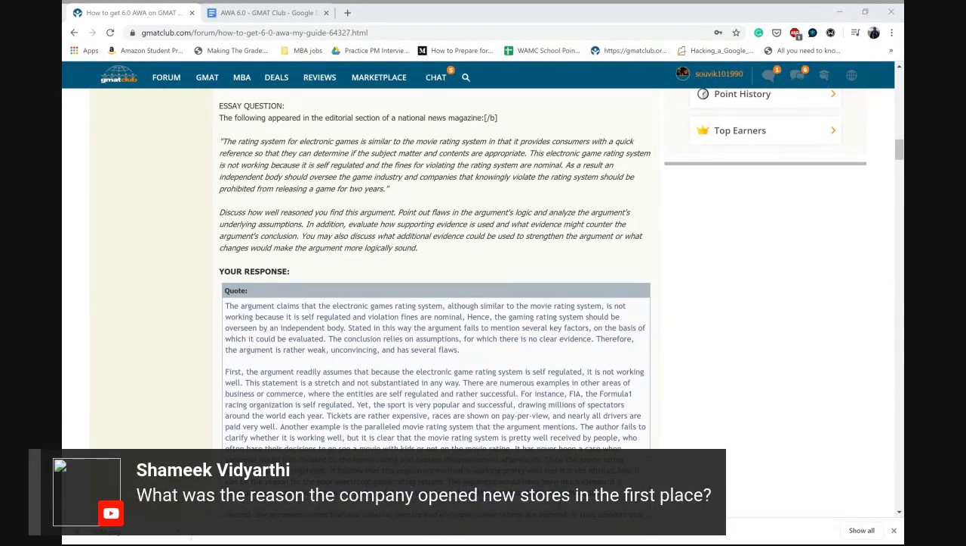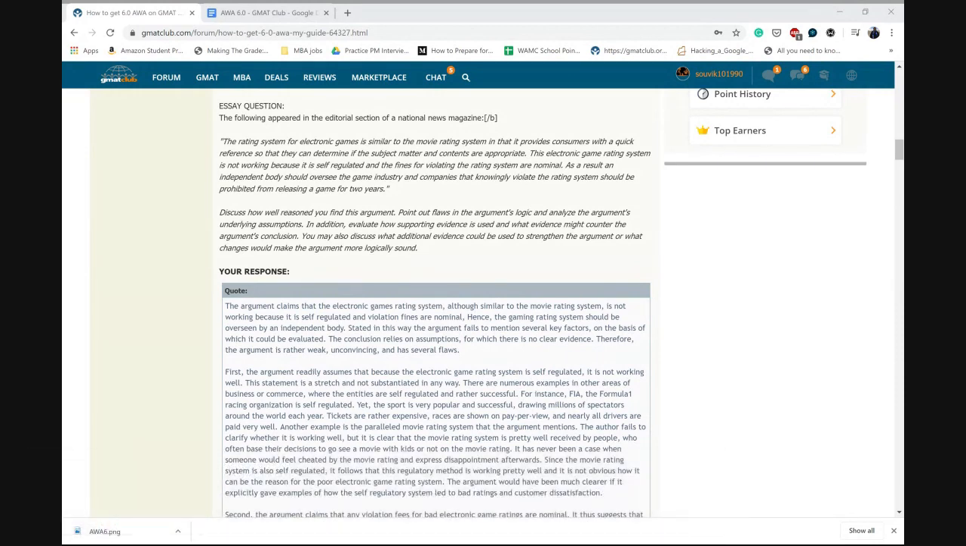What was the reason the company opened new stores in the first place? Yeah, that's a great way to attack it. I didn't use it, but you definitely can. What was the specific goal in opening up these new regional centers? Was the goal to make profit? Was the goal to increase new revenue? Was the goal to get new tax breaks? Why not? You can totally attack the argument in that way as well.